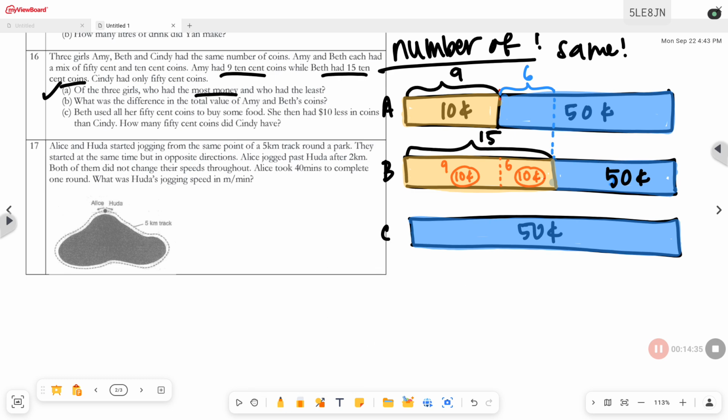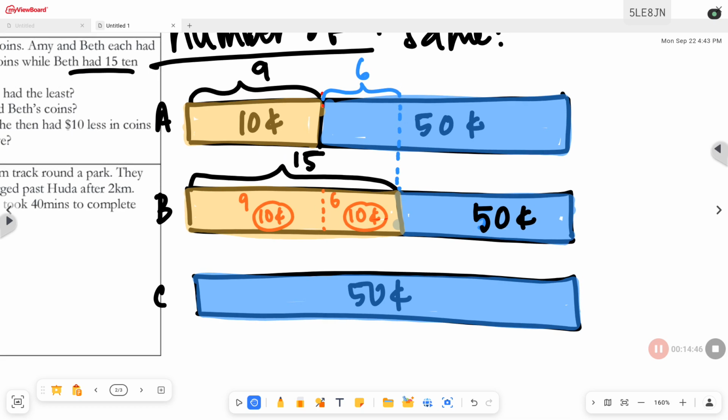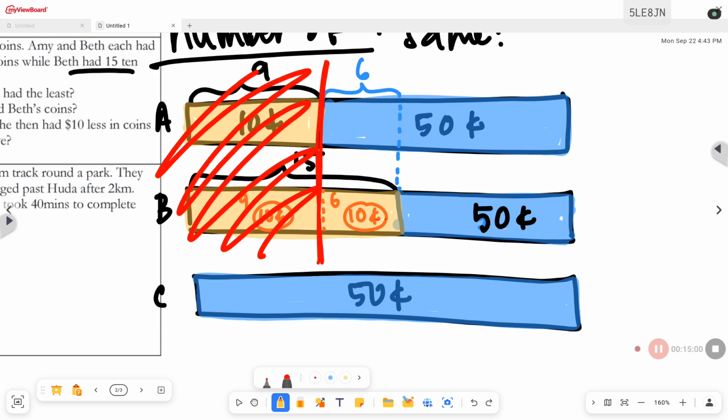B and C are very tricky. So let's look at B. We're going to zoom in, because they ask what is the difference between Amy and Beth's coins? So we're going to zoom into Amy and Beth. Over here, can you see that here is 9 10-cent coins? So if here is 9, 10-cent coins, this zone here, they are all of the same value. So do I still need to compare? I don't need to, right?